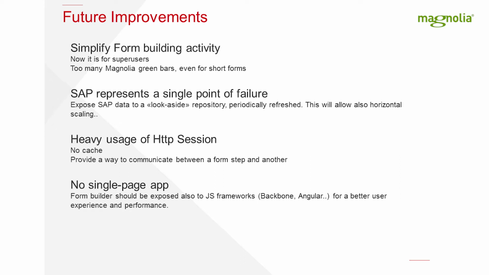At the moment, from an architectural point of view, SAP represents a single point of failure. If SAP is down, this should be a big problem also for the back office, but at the moment, it represents a single point of failure. A solution would be to export data to a look-aside database, maybe refreshing that database every hour, so we can also scale our application horizontally.